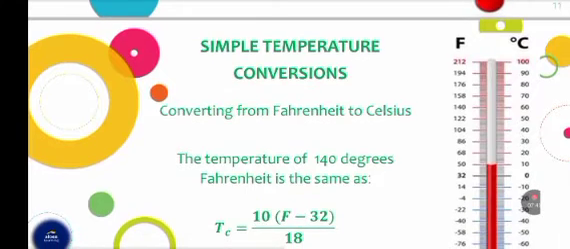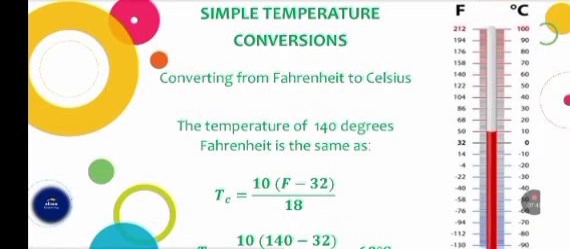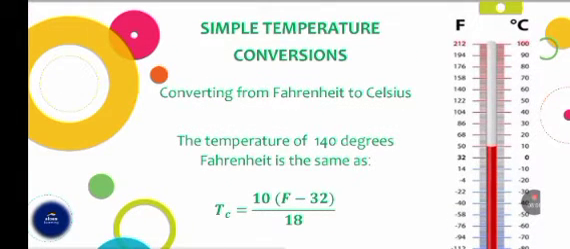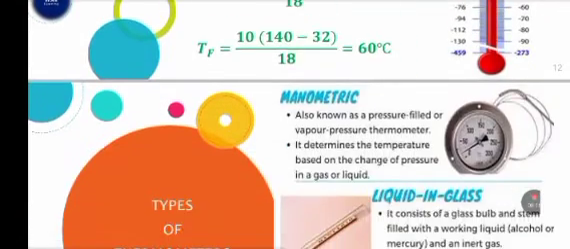And lastly, we have the third question that says convert from Fahrenheit to Celsius. If I want to convert 140 degrees Fahrenheit to Celsius, the formula applied is Tc equals 10 open bracket, temperature in Fahrenheit minus 32, over 18, which finally gives me a temperature of what? 60 degrees Celsius. So if I check my scale, 140 degrees on the Fahrenheit scale is equivalent to what? 60 degrees Celsius. And that settles that.